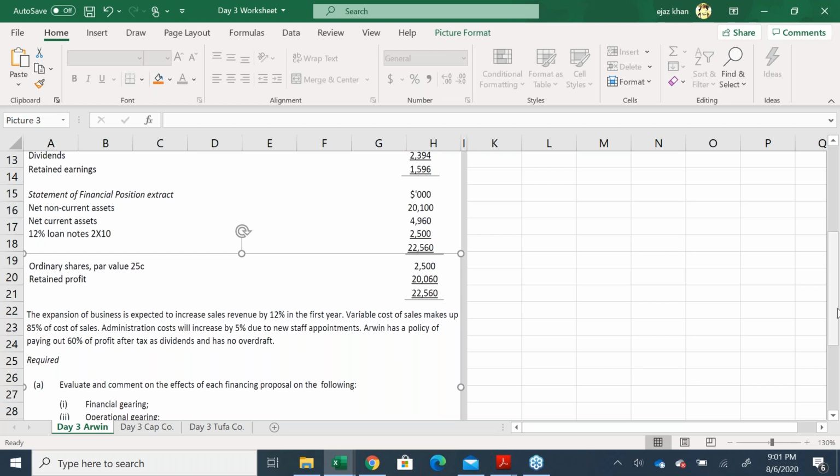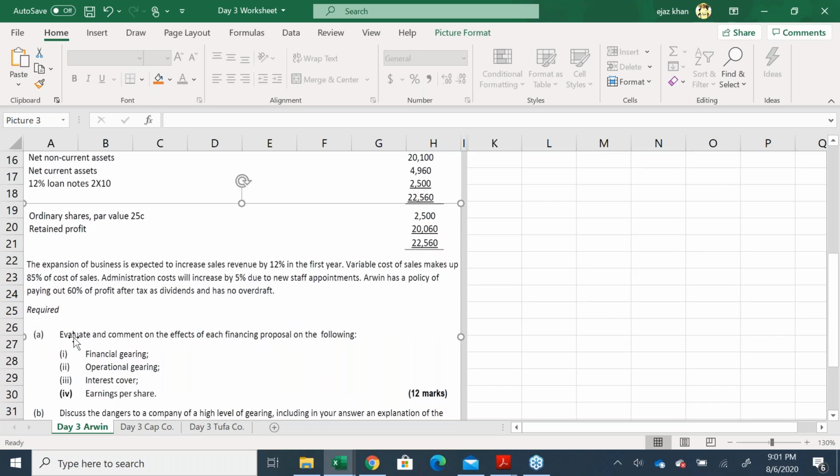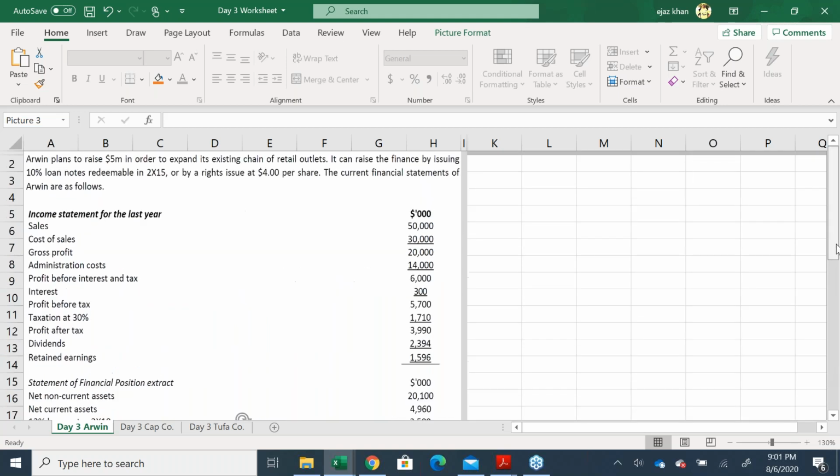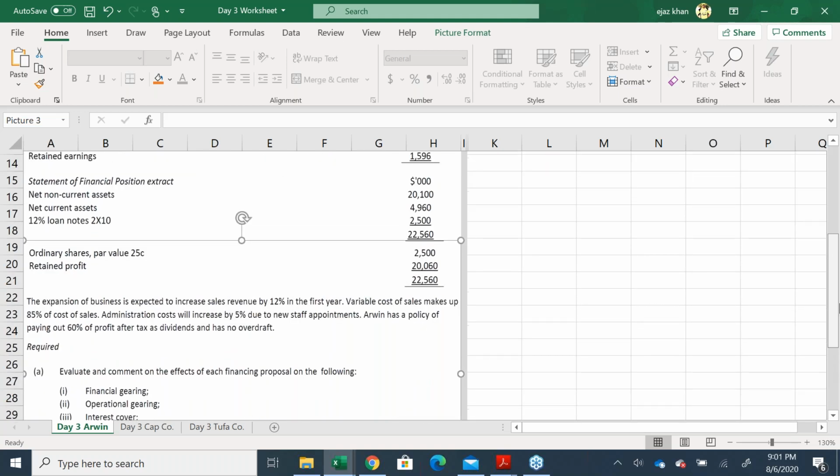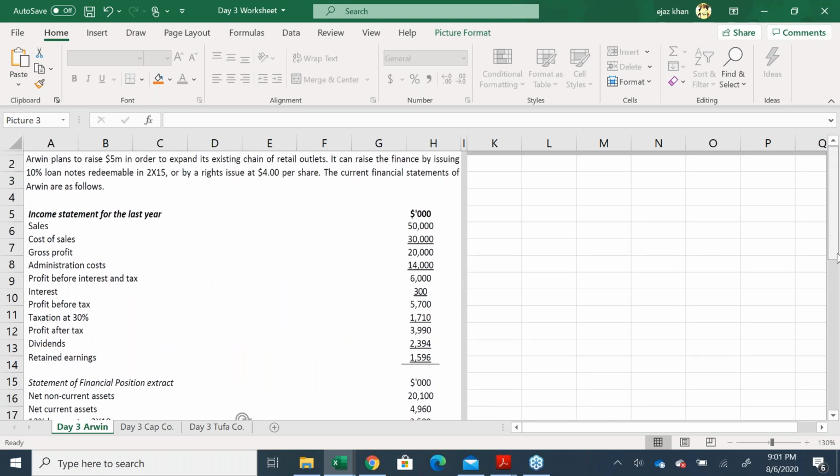And what we are supposed to do is, first of all, we have to evaluate. We have to check one option against the other and also comment on the effects of each financing proposal on the following. So we'll be using the same factors for evaluation, and then ultimately we'll be commenting on which of the options should be chosen. But there was another requirement in this question. I'll do that as well, because once we do that, we will be able to comment and evaluate.